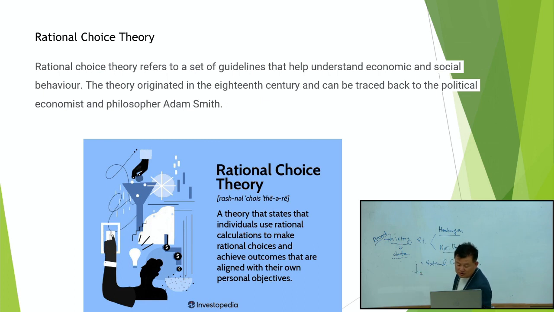And the second process in rational choice theory is to make a choice. Okay, at this time I like the hamburger. And then act again, get or achieve. Achieve is to get outcomes.